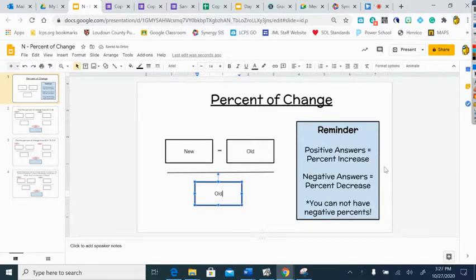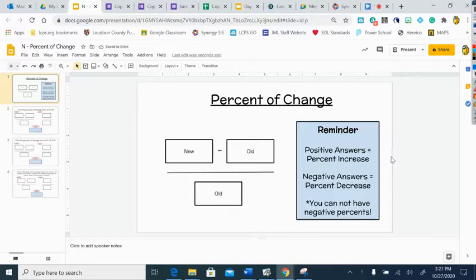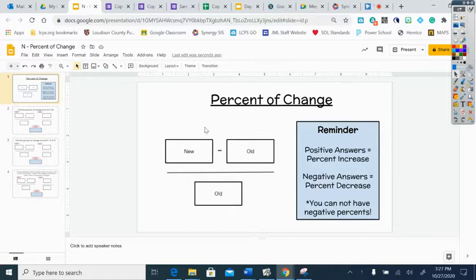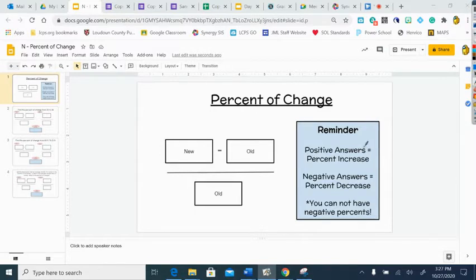When we do this, you may get positive numbers, you may get negative numbers. What is important to remember is that these answers represent percents, and percents should never be negative. So, if you solve an answer and you get a positive answer, you're going to say that'd be a percent increase. If you solve a problem and you get a negative answer, you'll just leave the negative off, and at the very end, you'll say percent decrease. Let's go through some problems, and I'll show you what I mean.